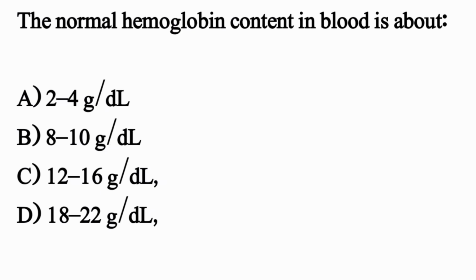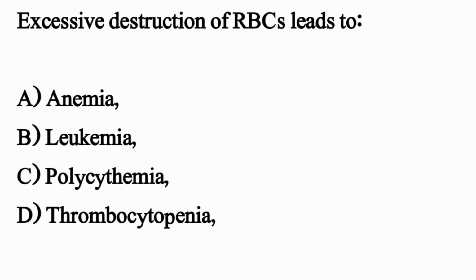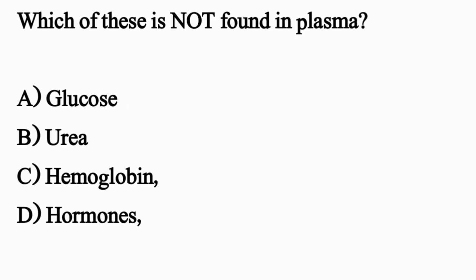The normal hemoglobin content in blood is about. The right option is option C, 12 to 16 g per dL. Excessive destruction of RBCs leads to. The right option is option A, anemia. Which of these is not found in plasma? The right option is option C, hemoglobin.